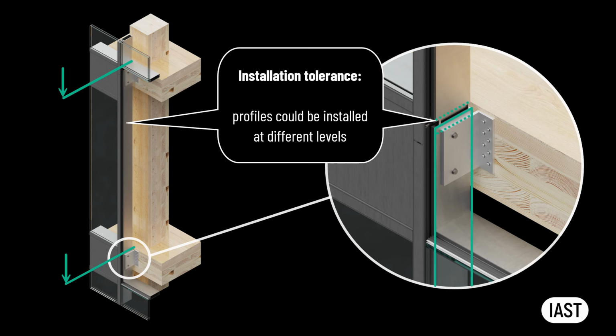Secondly, the installation tolerances. For example, the profiles could be installed by the site operatives at slightly different levels by the installers. Unlike unitized facades, stick curtain wall profiles are assembled on site. Therefore, the quality assurance procedure could be problematic. Let's assume 2 mm tolerances for the site installation.